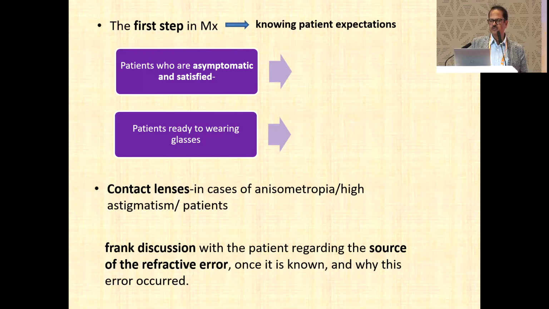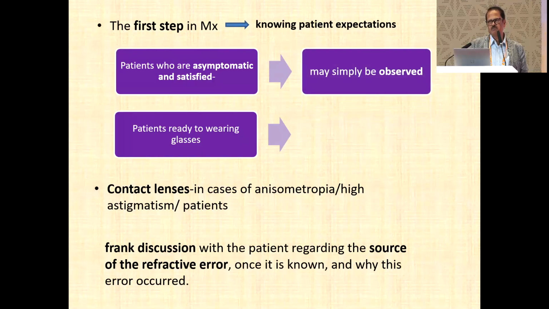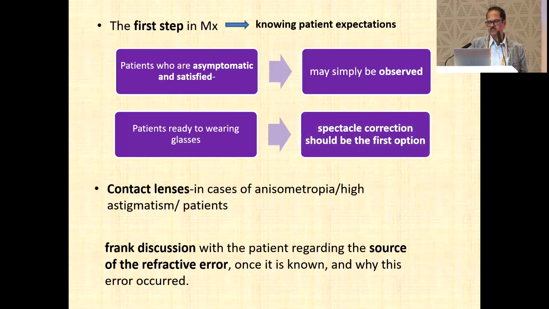So what you are going to do, you have to know what the patient expectation is. Sometimes patients may be happy, but you are not satisfied. So don't make the patient unsatisfied by telling them that you have this much of refraction, which we did not expect. So if the patient is asymptomatic and very much satisfied, just simply observe. If the patients are ready to wear glasses, for a small amount of refractive surprise, give the patient a spectacle, and contact lenses if the patient is used to them and if there is a high degree of anisometropia.